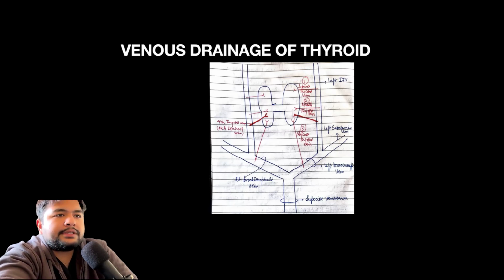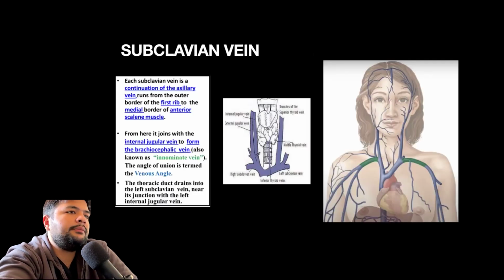So what is a brachiocephalic vein? It is the junction of the subclavian vein and the internal jugular vein. Coming to the subclavian vein, each subclavian vein is a continuation of the axillary vein, and runs from the outer border of the first rib to the medial border of the anterior scalene muscle. From here it joins with the internal jugular vein to form the brachiocephalic vein, also known as the innominate vein. The angle of union is termed the venous angle. The thoracic duct drains into the left subclavian vein near its junction with the left internal jugular vein.